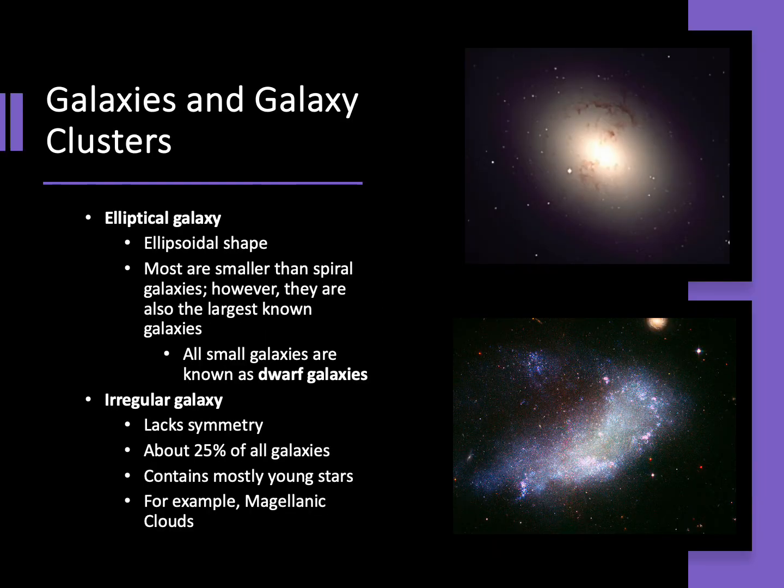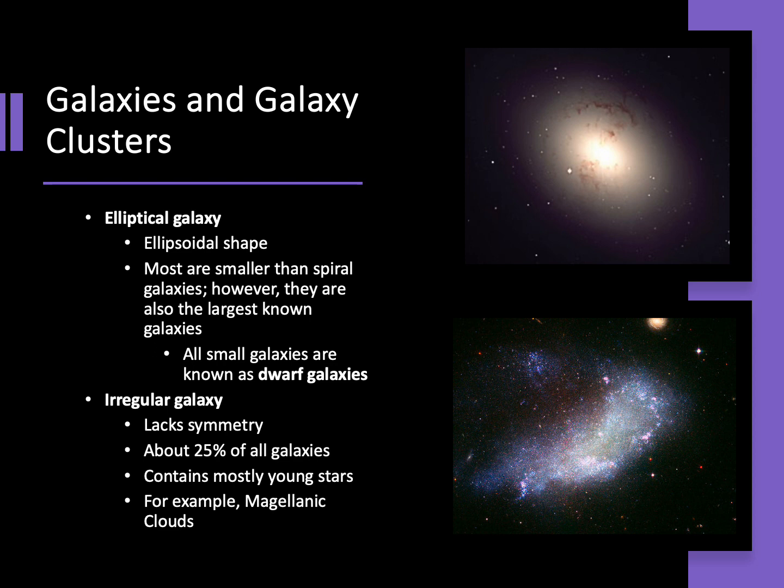Our other two types of galaxies have very different shapes and ages, though. Our elliptical galaxy is shown here in the upper image. These have an ellipsoid shape. They're kind of oval. I think of them as football-shaped. And most of them are going to be smaller in size than our spiral galaxies. And when they're small in size, we just call these dwarf galaxies.